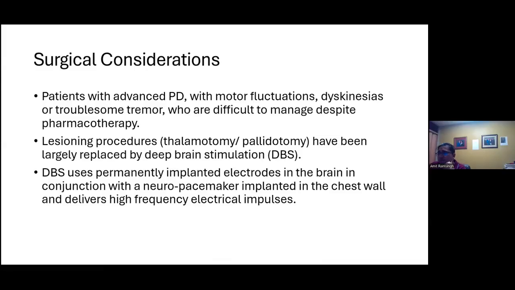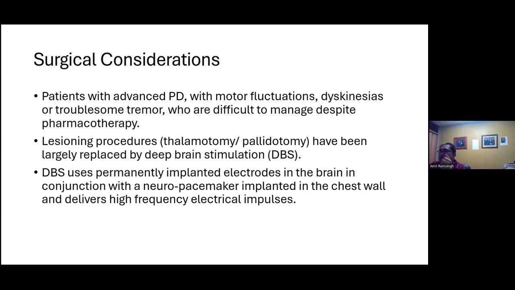Now, in terms of your surgical considerations, this would be a whole topic in itself, right? But this is just basically a few key points here. Patients with advanced Parkinson's disease with motor fluctuations, dyskinesias, or troublesome tremor, who are difficult to manage with maximum pharmacotherapy, may be considered for surgical intervention. Classically, you had lesioning procedures in the form of a thalamotomy or a pallidotomy, but these have now been largely replaced by deep brain stimulation or DBS.